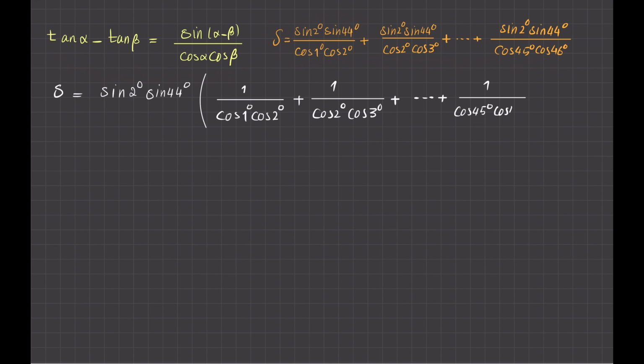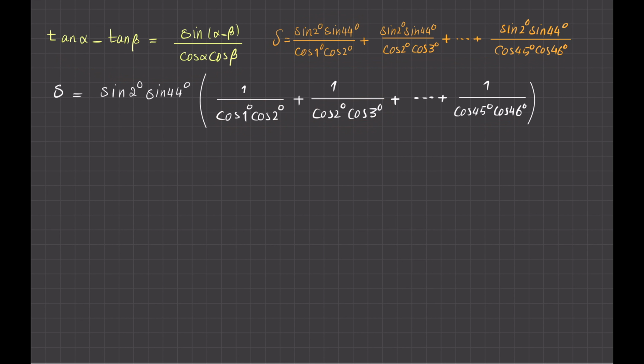The second observation is that the pattern repeats itself in all denominators. Namely, I have a product of two cosines in all of them, and the angles that appear differ by 1 unit. So here 1 degree and 2 degrees, 2 degrees and 3 degrees, and finally 45 degrees and 46 degrees, all differ by 1 degree.